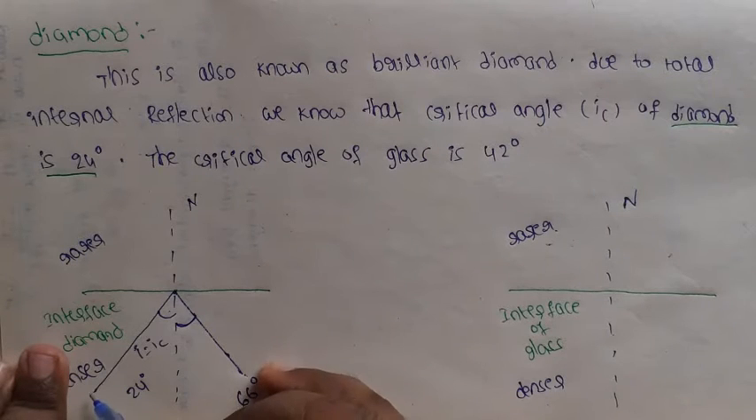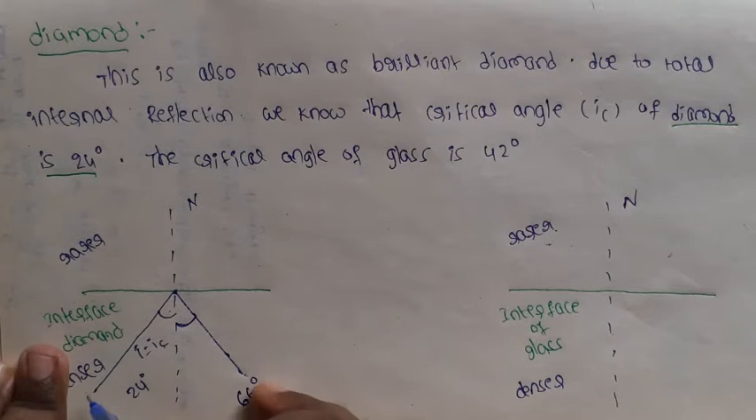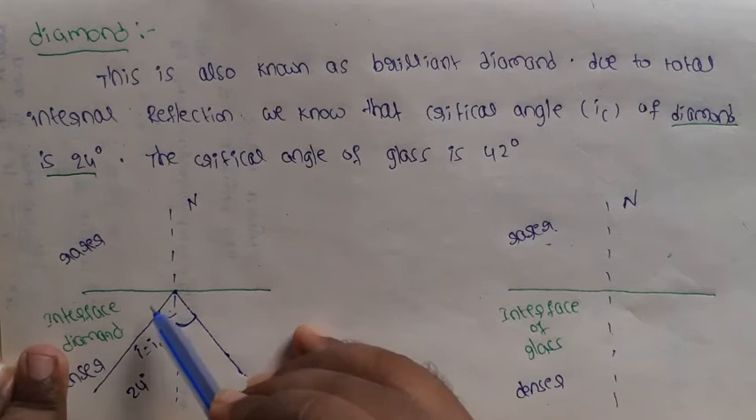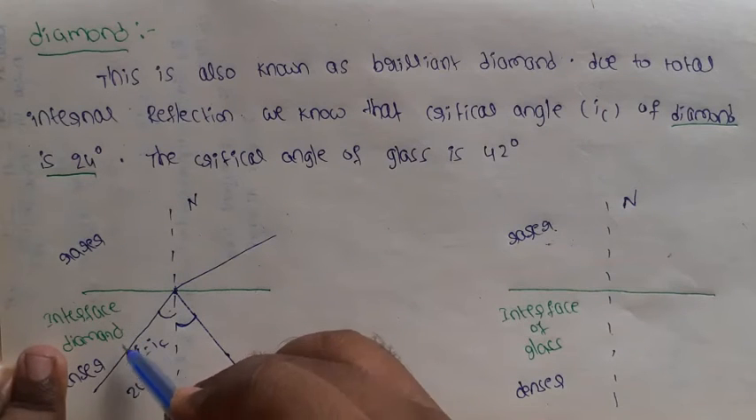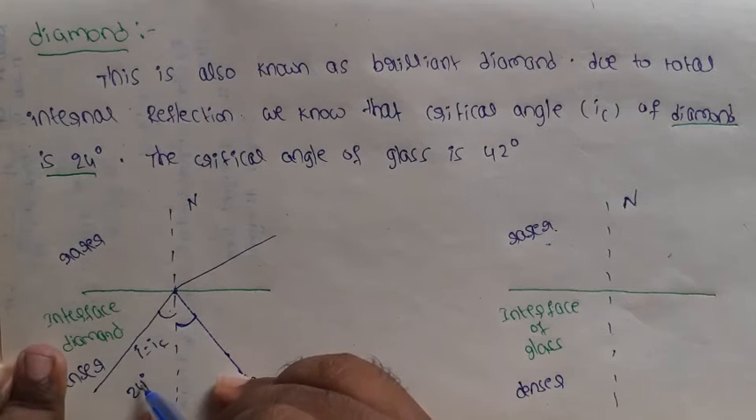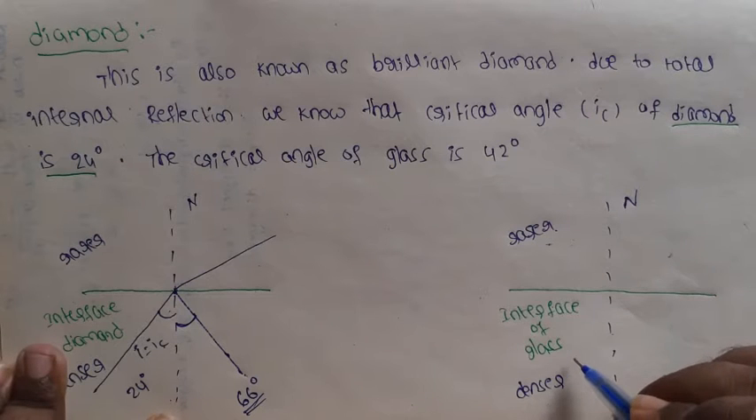Here you have observed that below 24 degrees, what happened? The angle is not equal to the critical angle, so the light is refracted, traveling in this direction. After the critical angle, meaning greater than 24 degrees, the light ray undergoes total internal reflection with an angle of 66 degrees. Suppose I take 1 degree as one ray. Here, how many times does total internal reflection happen? 66 times.